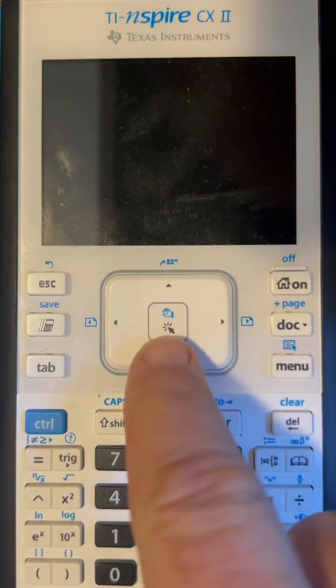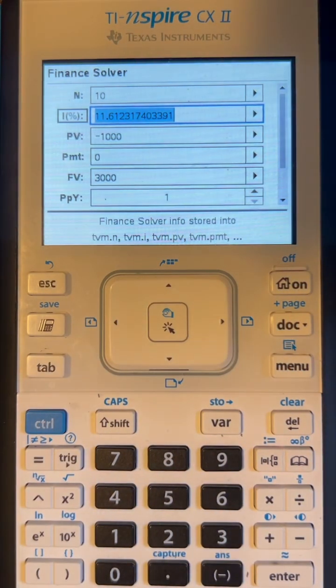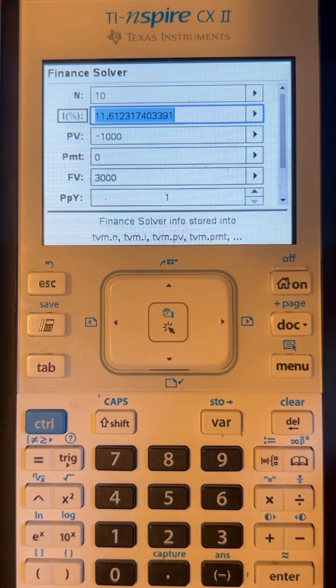Okay, my calculator just timed out there. There it goes. Okay, so same as before when we did the lump sum chapter 5 problems. We're going to fill in all the information we know. There should be one box that we don't know, and so put your cursor in there and hit either enter or solve, depending on your calculator, and it'll do the work for you.